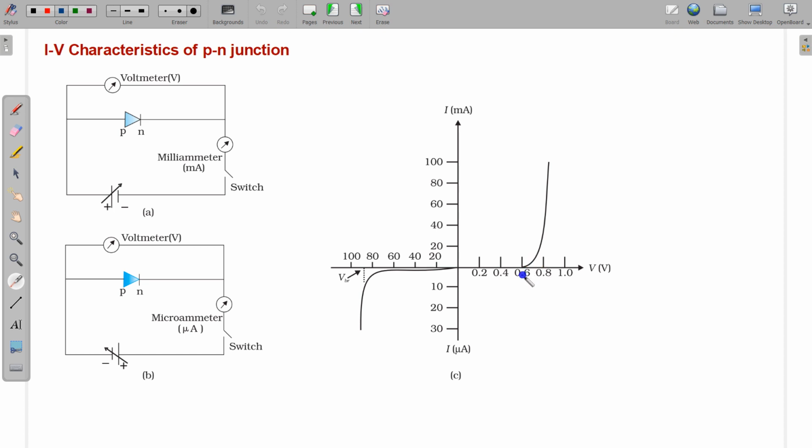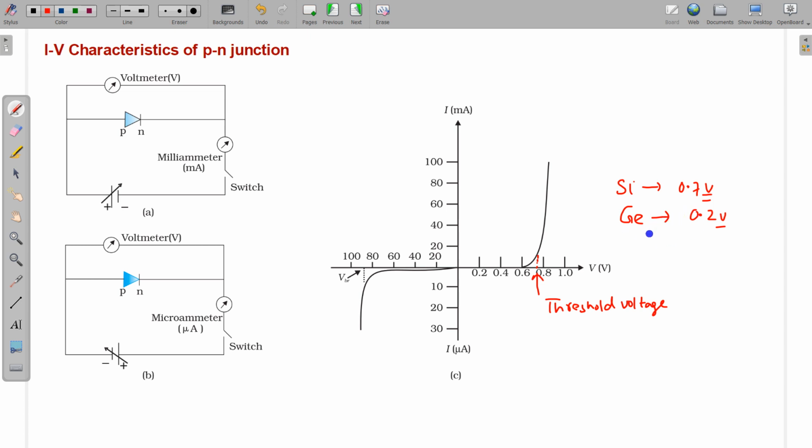So this is 0.6, 0.7 around. The actual value for silicon is 0.7 volt. This voltage, after which there is a sharp increase in current, is known as threshold voltage, and this threshold voltage is 0.7 volt for a silicon diode or silicon PN junction. For germanium, this is about 0.2 volt. We should remember these values.